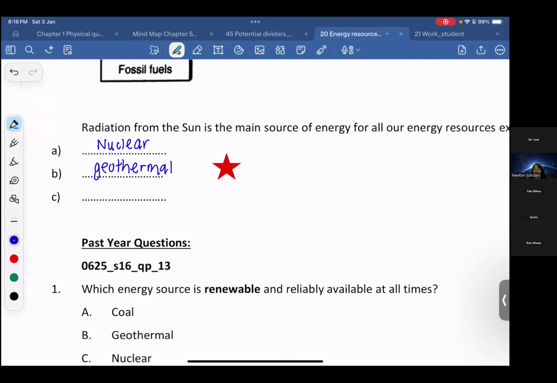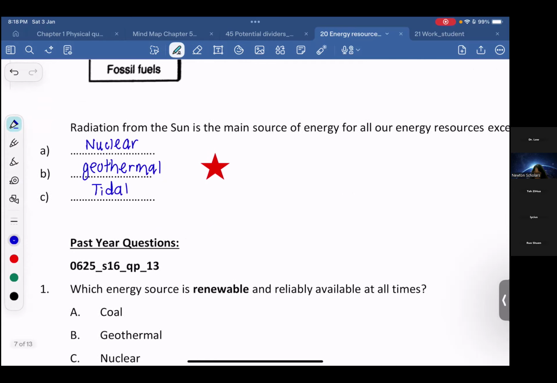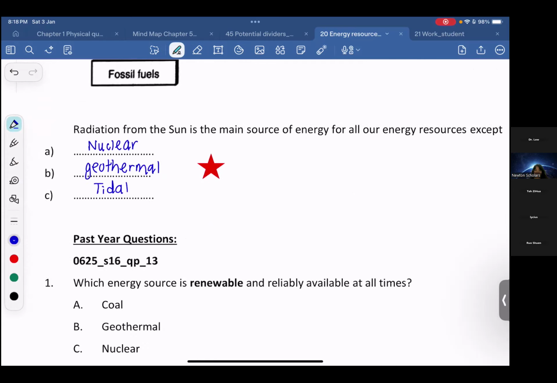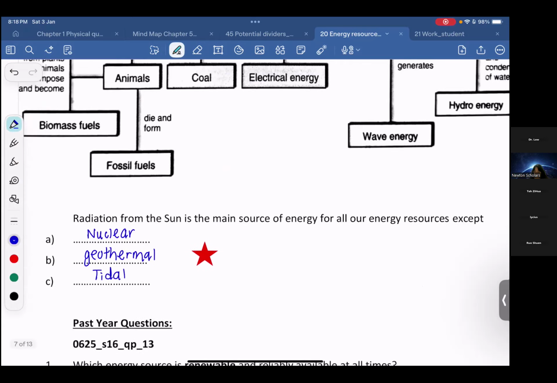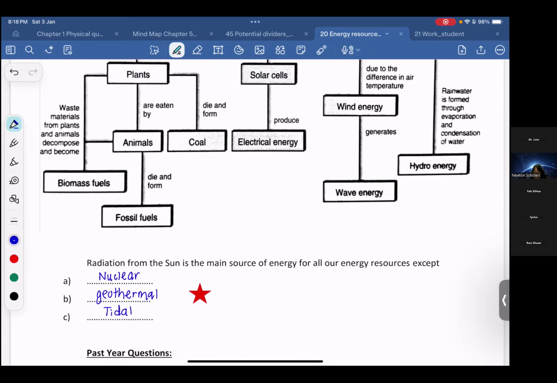Okay, Angeline, let me have a look. Tidal, very good. Tidal. Okay, dear, I make a start here because this is a very important point. So these three, without the sun, still can run. But the others actually depend on the sun. Okay, the sun is their source.